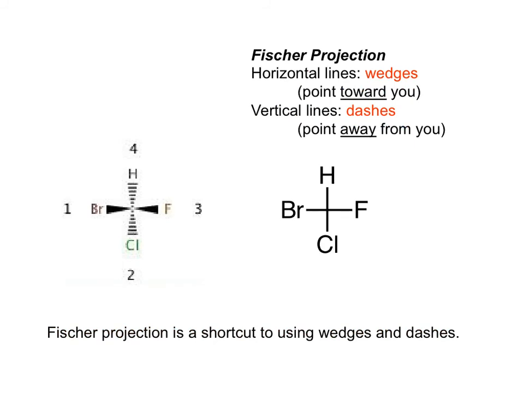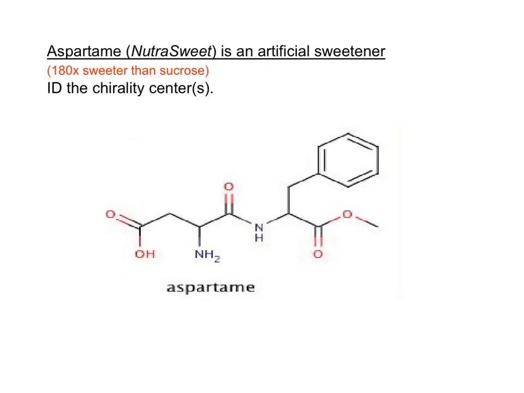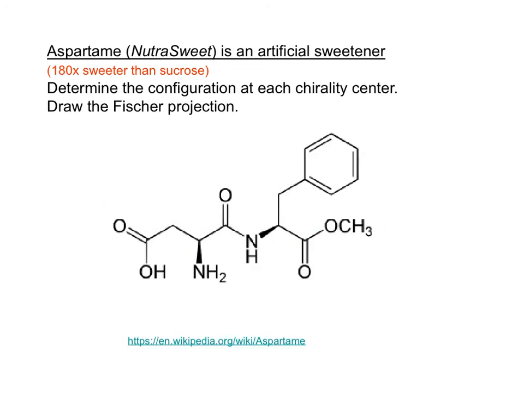Rather than using wedges and dashes, you can use a Fischer projection as a shortcut. So in the Fischer projection, the horizontal lines represent wedges, and the vertical lines mean dashes. NutraSweet is an artificial sweetener which is 180 times sweeter than sucrose. So stop the video and identify the chirality centers. And the answers are, wedges are shown in this structure, so stop the video and determine the configuration at the chirality centers.